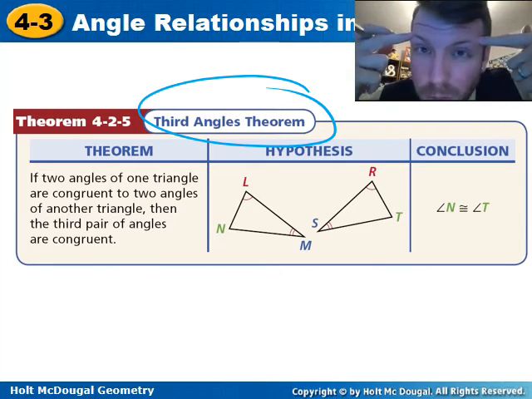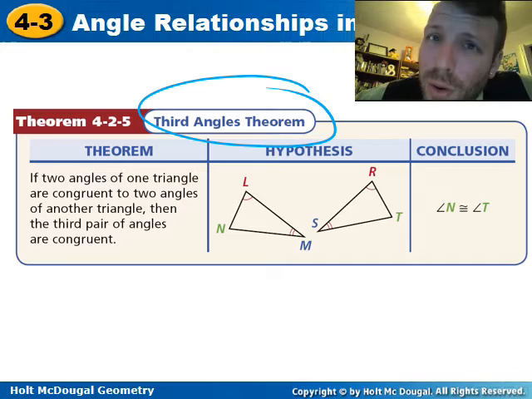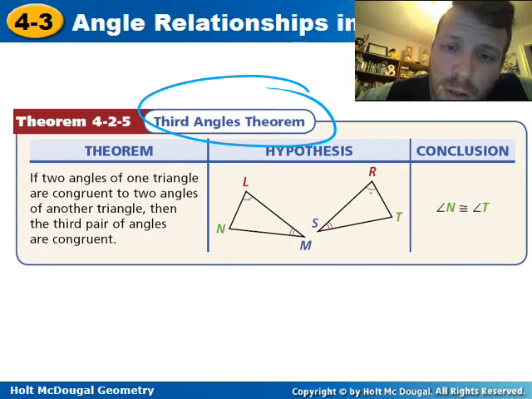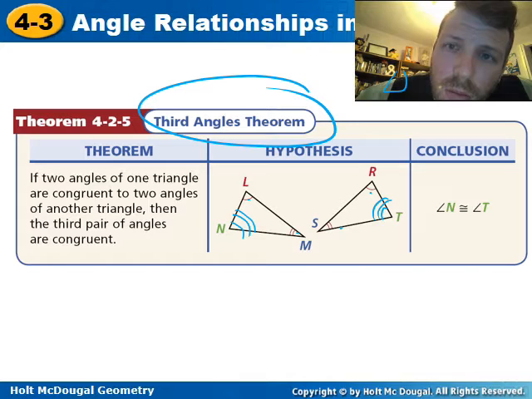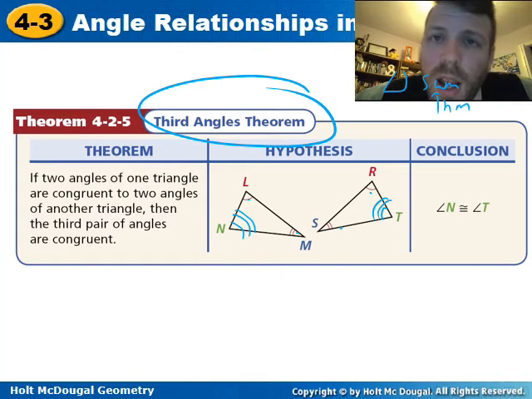And it's simple. It says if you have two triangles that have two pairs of congruent angles, then that means this last angle has to be congruent to this one. And that all comes from the triangle sum theorem that says that all the angles have to equal 180. So that means these other two angles have to be congruent.